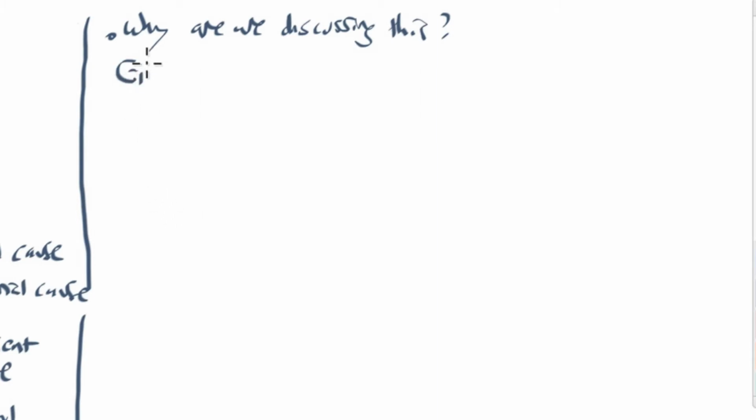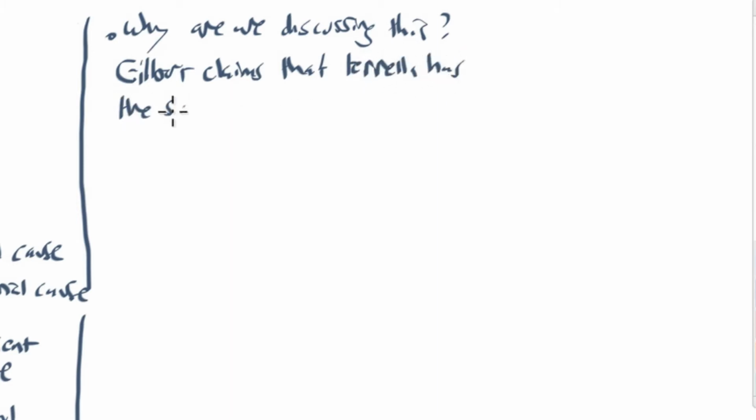So Gilbert claims that a terrella, a spherical lodestone, has the same form or formal cause as the Earth. Okay? And this really, like I said, is ancient Aristotelian and medieval terminology. So let's think about this a little bit more.